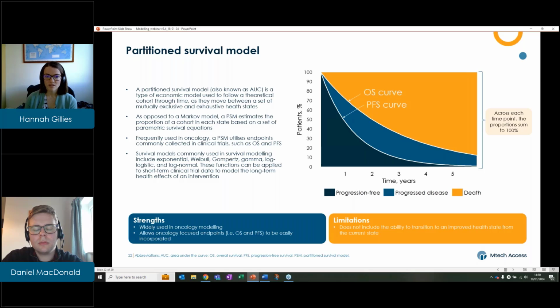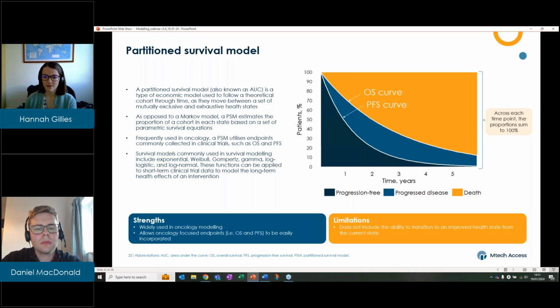And what we would also typically need to do is to extrapolate the curve. So these data would be available from a clinical trial, which may, for example, only be for 1 year duration. And then we extrapolate these to be able to estimate the long-term health effects of the intervention. What we would do is use different distributions and have options available. So these would typically be Weibull, Gompertz, gamma, log logistic, and log normal.